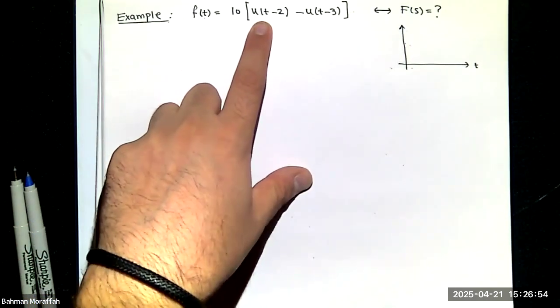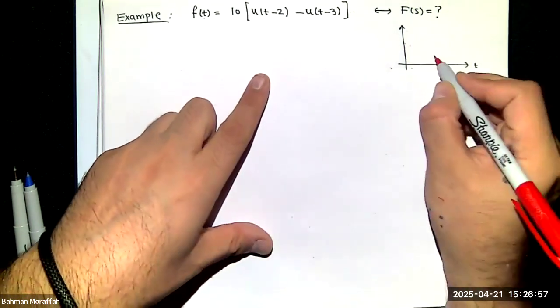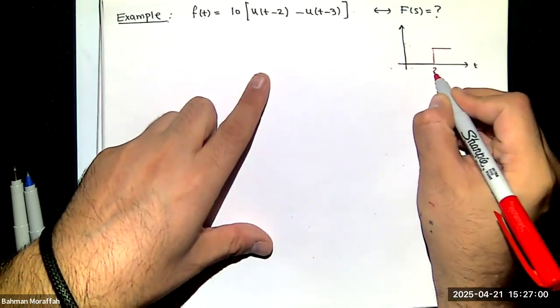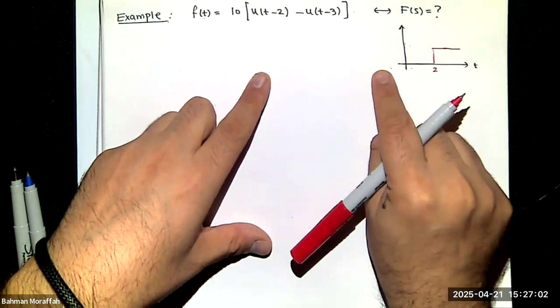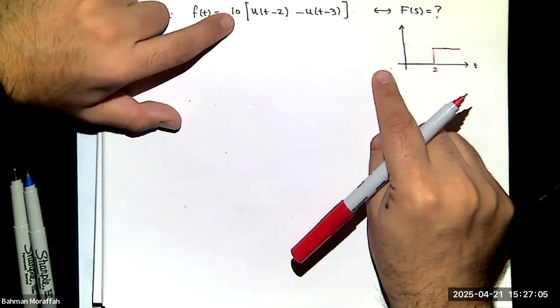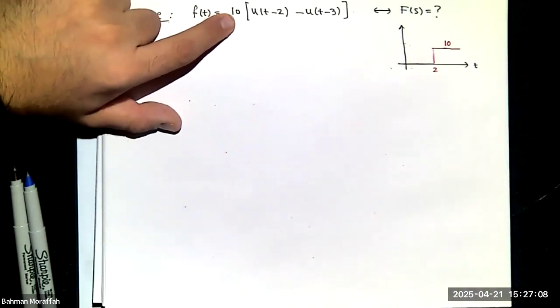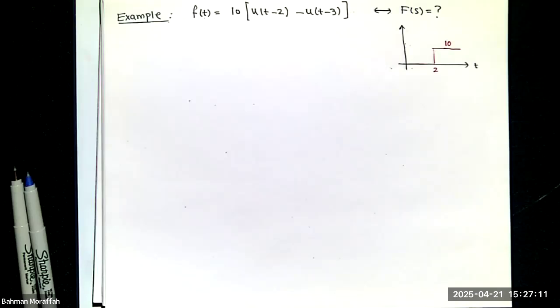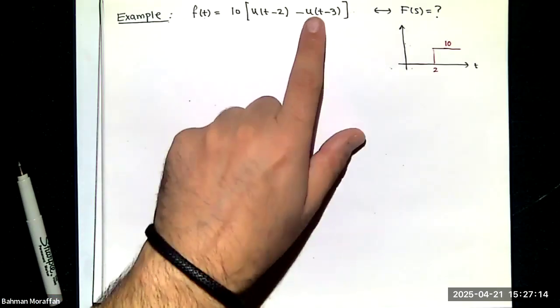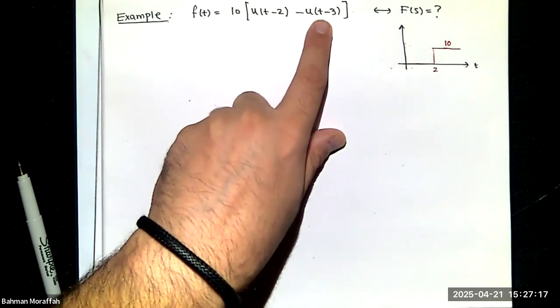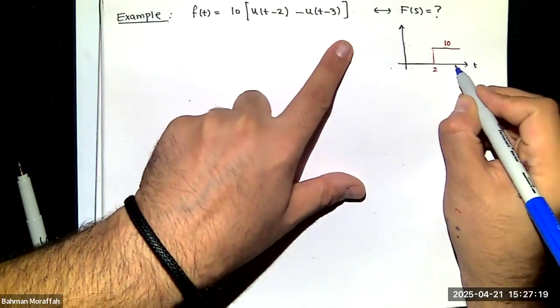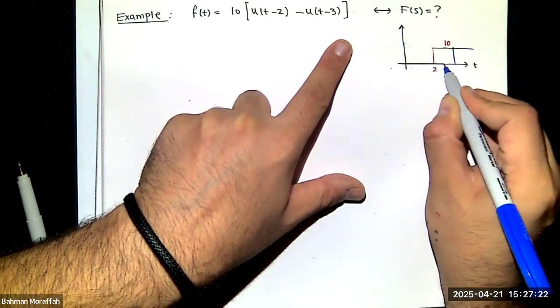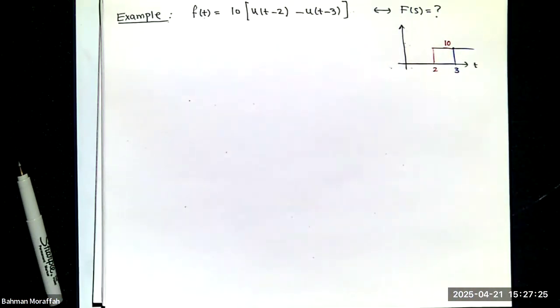What is the first term? u of t minus 2. Well, I know it is 1 after 2, and it is 0 before that, right? I have this 10 multiplied by it, so the magnitude becomes 10, right? How about the second term? It's 10 times u of t minus 3. So I know it is 10 for all times greater than t equals 3, right? Now I have to subtract the blue one from the red one, right?